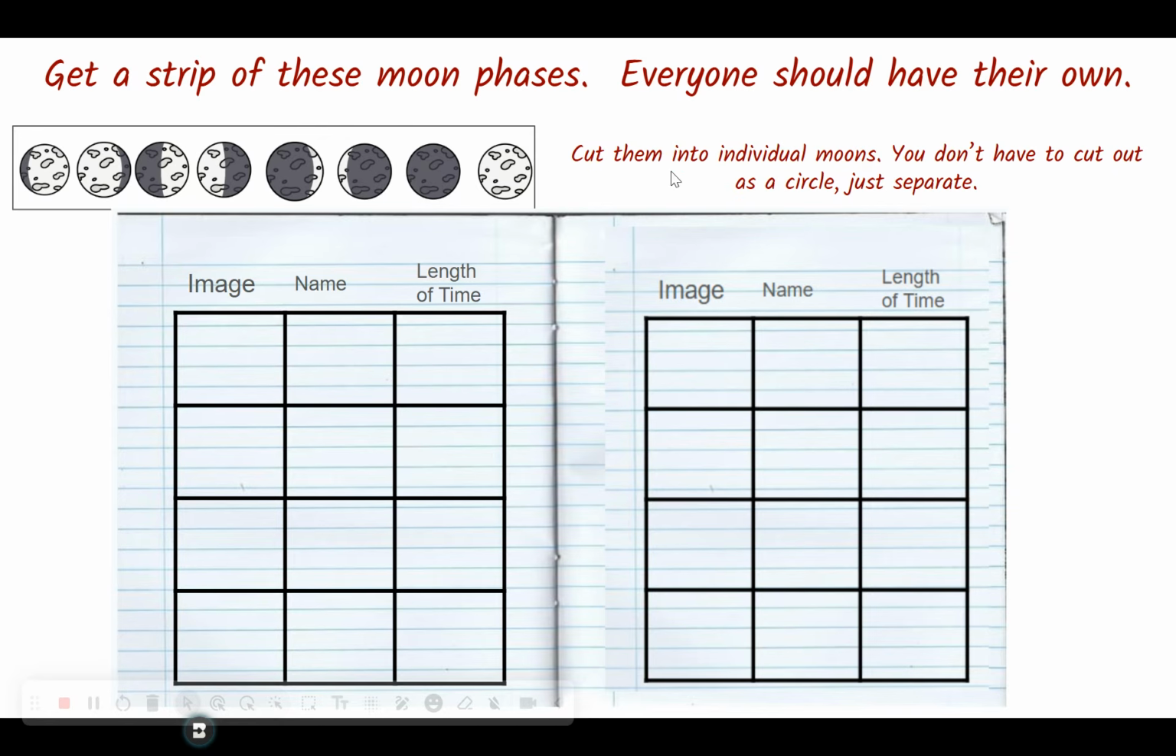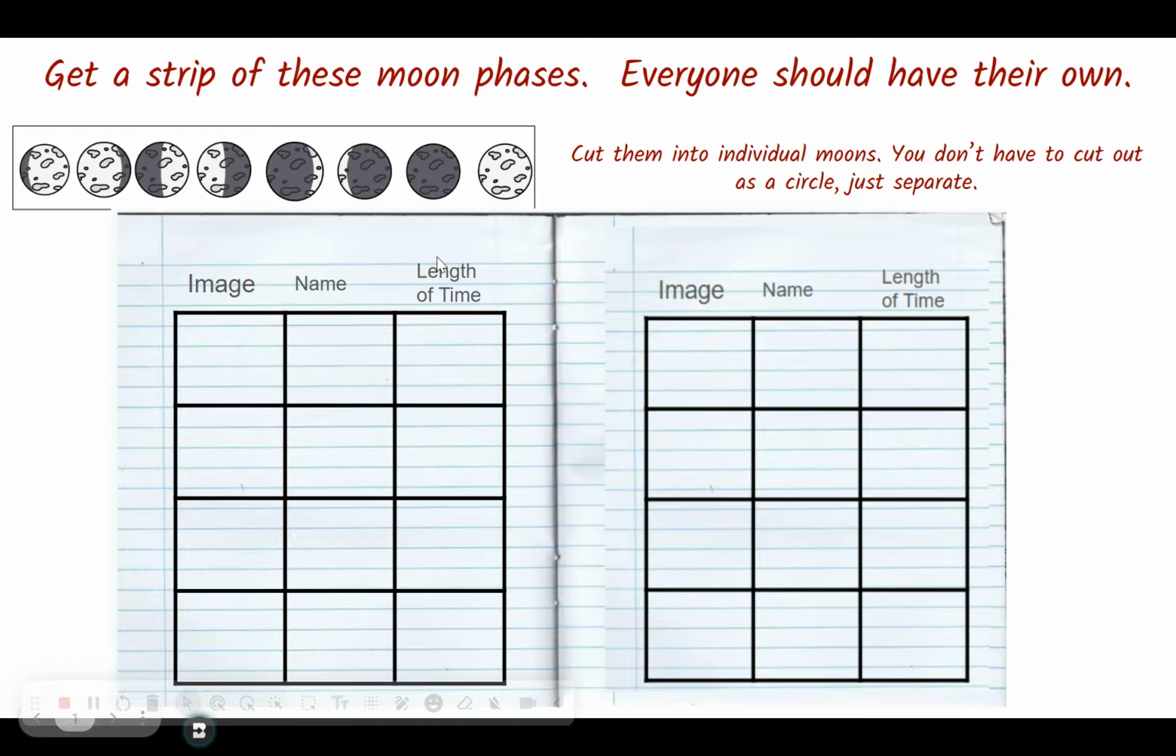Okay, so you're going to get a strip of paper like this. It's up on the white table, and you're going to set up your notebook like this. Okay, I'm going to give you a minute to do that. You're going to cut these into individual moons. You don't have to cut out the whole circle, just individual pieces that will fit in here.